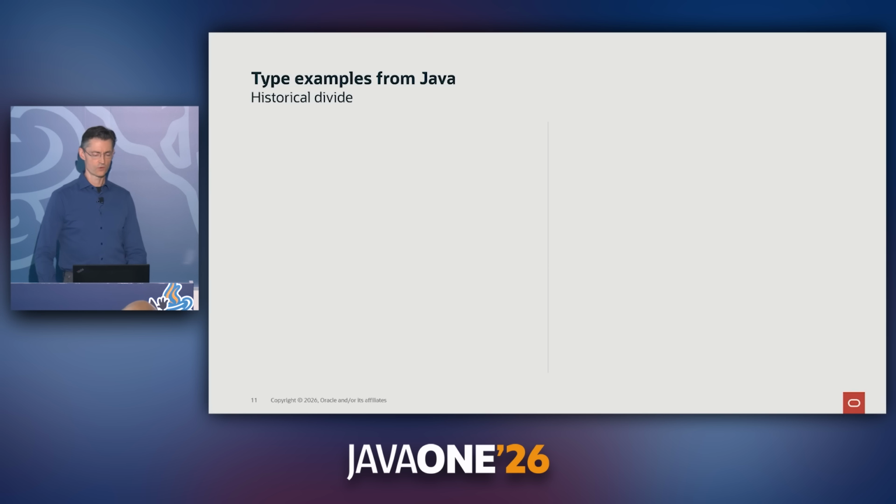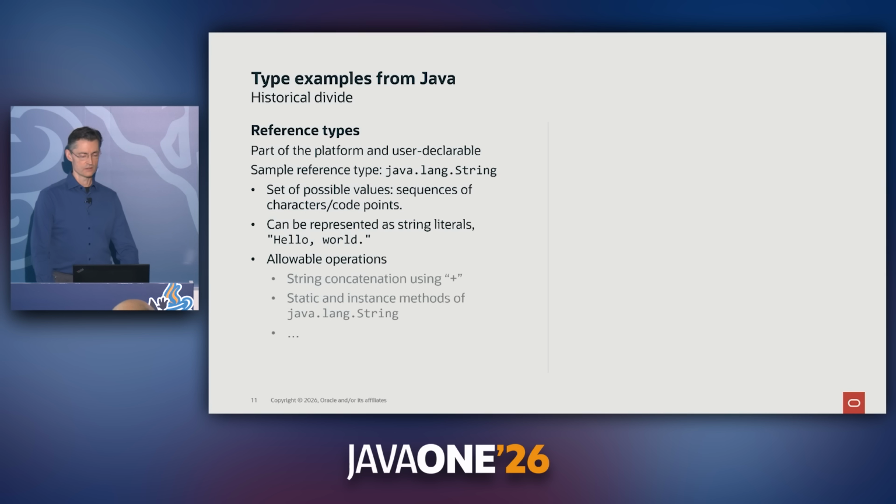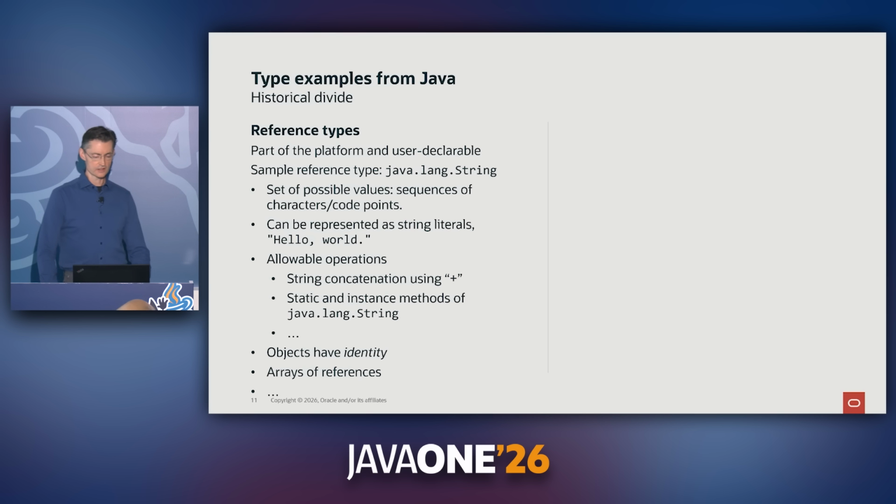So in the Java platform, there's a historic divide between two fundamentally different kinds of types. There are the reference types, which we can declare and are included in the platform. A sample reference type would be java.lang.String. The set of possible values for String would be the sequences of characters, or code points if you're more Unicode savvy. And these values can be represented as string literals. For the allowable operations on String, we have the built-in string concatenation. And we also have all the static and instance methods on the java.lang.String class.